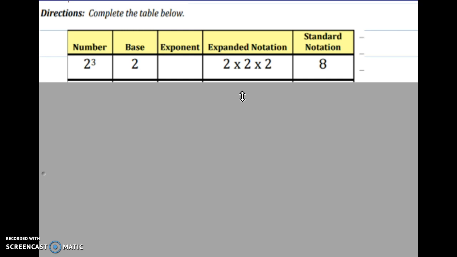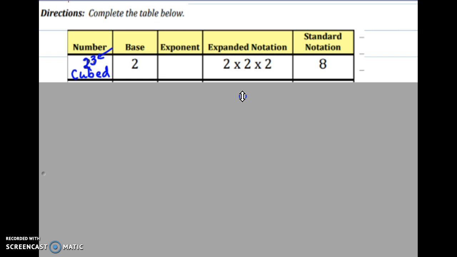So if you look at the first row, we see 2 to the 3rd power. Another way of saying that is 2 cubed. So I want you to write cubed. You may need to pause your video. Anytime you see an exponent of 3, you could say 3rd power, or another way of stating that is, in this case, what is 2 cubed?